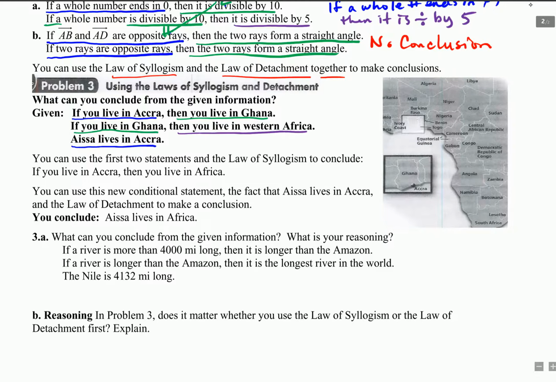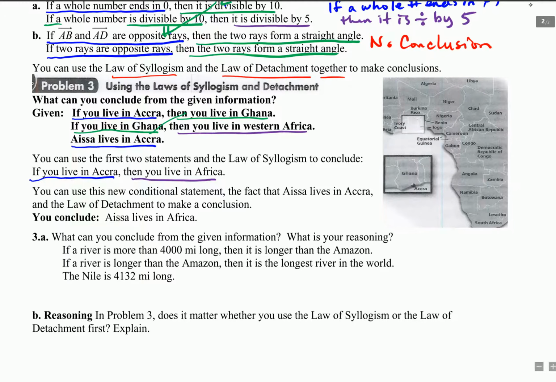We have a couple of options here. We can use the first two statements in the law of syllogism, right? To connect to get rid of those two. The conclusion of one is the hypothesis of the other. And we can say, if you live in Accra, then you live in Western Africa.